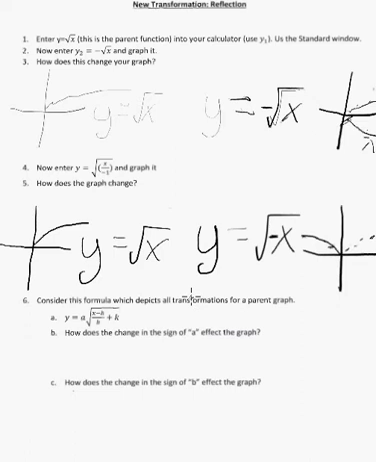Okay. I'm going to come down here. Hopefully you guys are with me. And if not, feel free to rewind and go back through this and ask questions and see who can discuss and understand this. We're going to go down this and consider this formula which depicts all the transformations for the parent graph. And you've seen this with me a few times. It's y equals a, and then I really should put this in parentheses, but it doesn't need it.